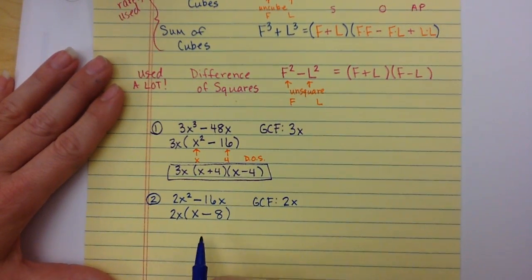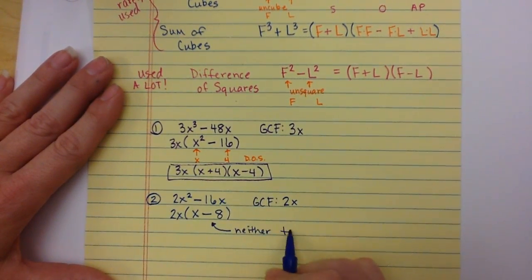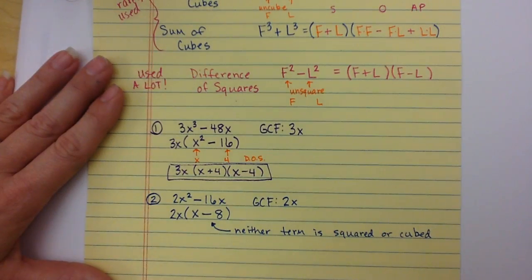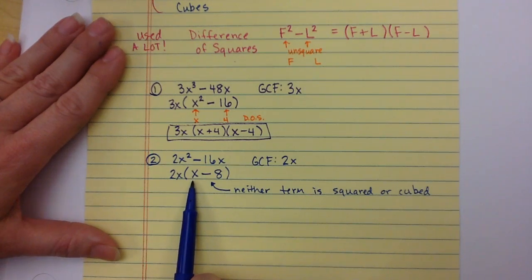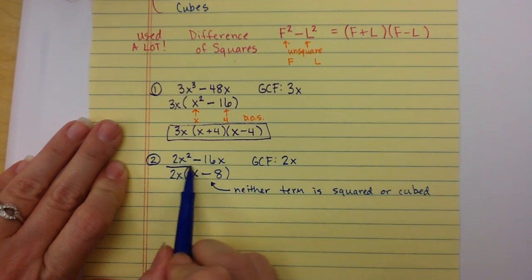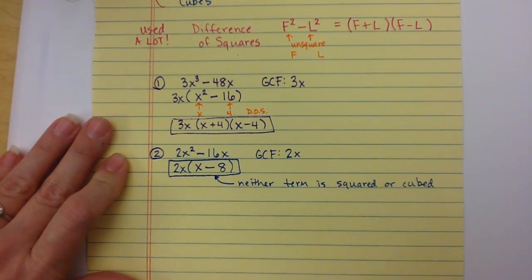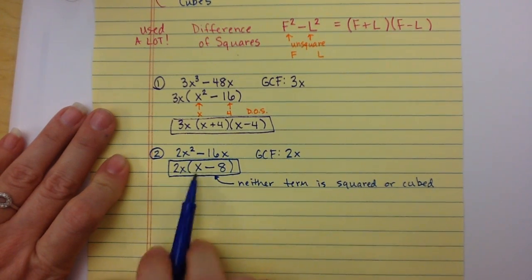Now, although we have 2 terms, neither of these terms is squared or cubed. So we can't use any of our patterns, difference of cubes, sum of cubes, or difference of squares. In fact, since x isn't squared at all, that means we cannot break it down any further. So this is already in factored form. So we would be done just by taking out the GCF. You'll see that happen a lot too. So don't get freaked out if you take out a GCF and then you can't factor anymore.